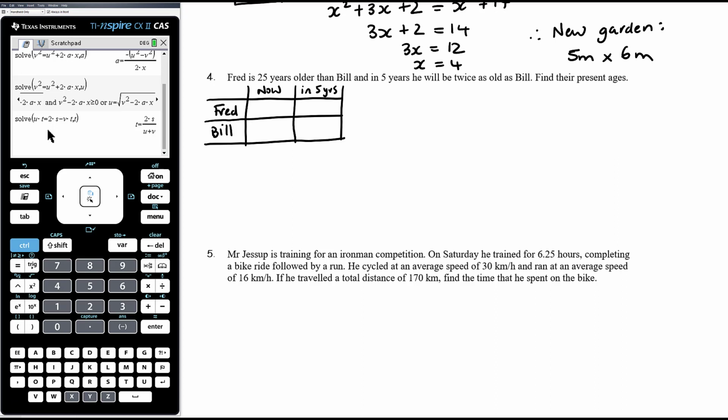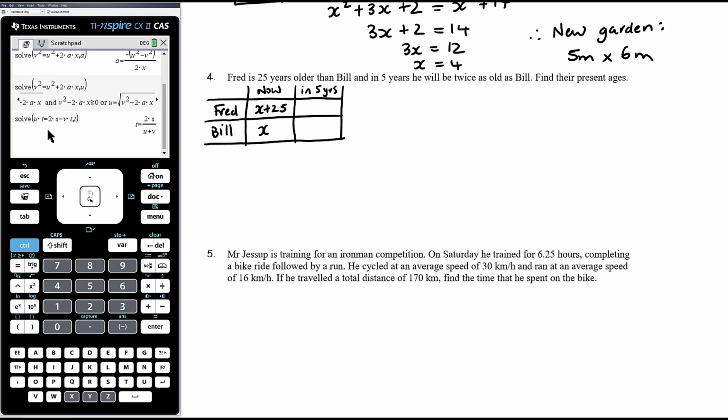We want to know both Bill and Fred's present ages. I only want to introduce one unknown. Now, it says Fred is 25 years older than Bill. So it doesn't matter. If we let x be Fred's current age, then Bill would be x minus 25. Or if we let Bill's current age be x, then Fred would be x plus 25. So there's no preference over those two things. They're both as simple to work with as the other.